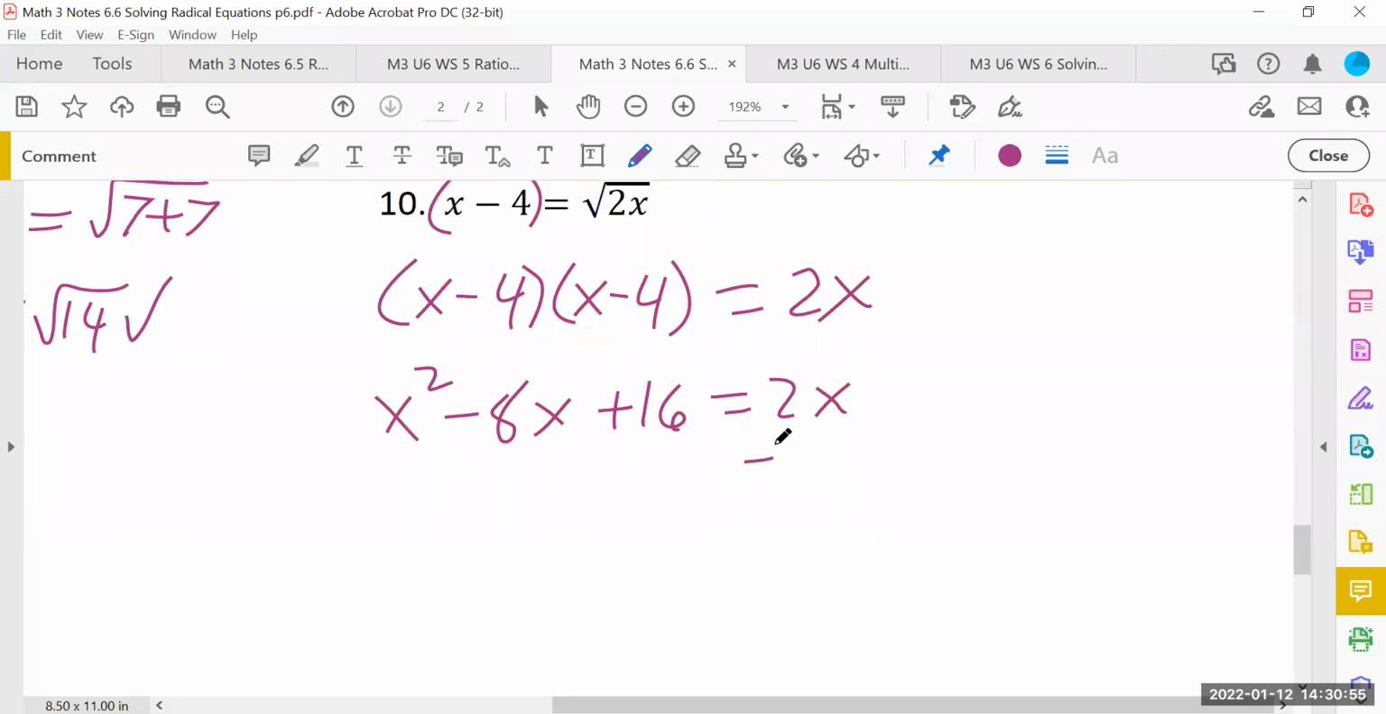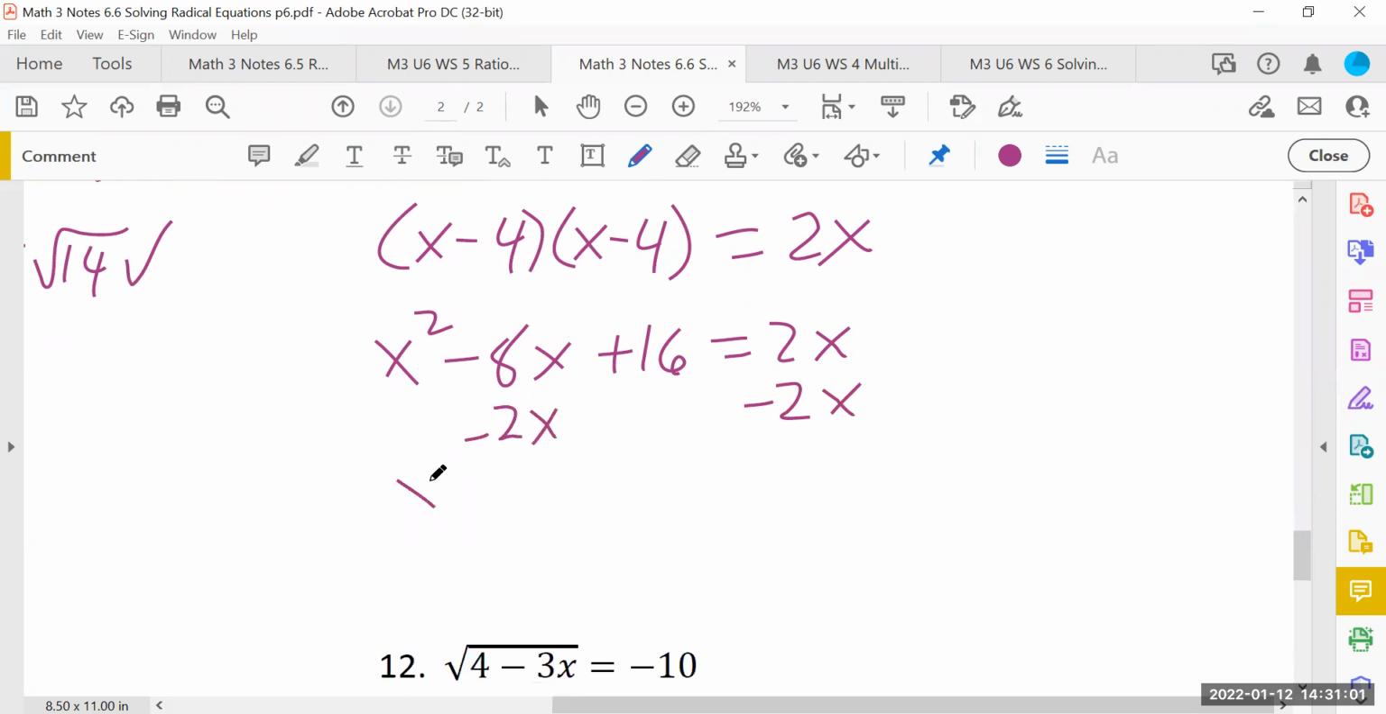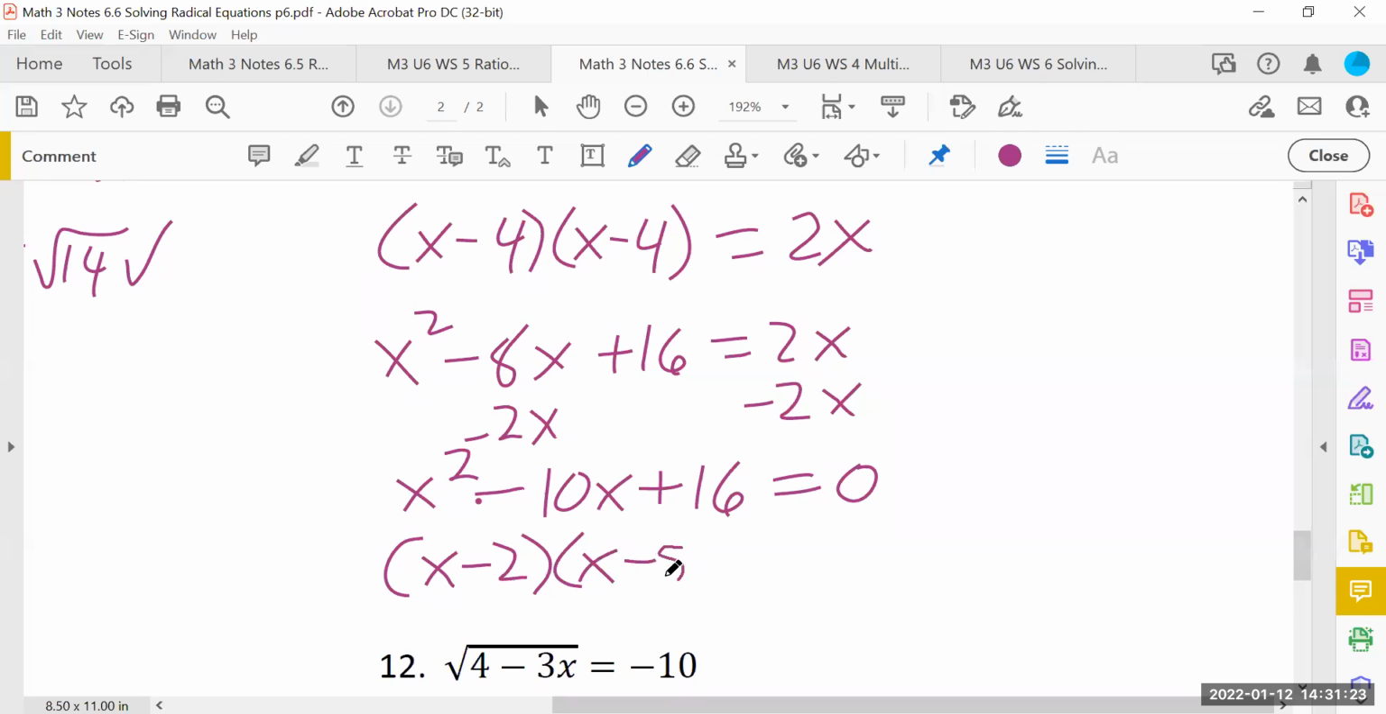Now I'm going to subtract that 2x from both sides. I need two numbers that add up to negative 10 and multiply to 16. And yep, I already heard it. Does everybody get 8 and 2? Both negative. x minus 2, x minus 8.